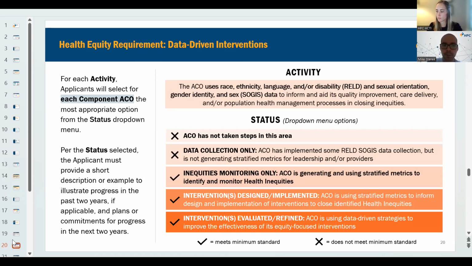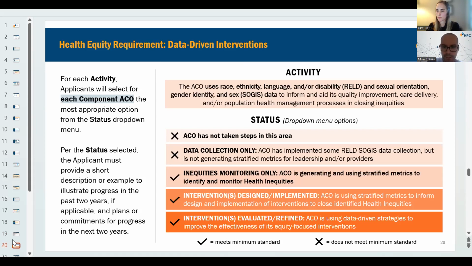Moving beyond that to inequities monitoring would entail meeting all of the data collection only milestones, while also beginning to stratify at least one metric at the ACO level using at least one RELD SOGIS variable, and then periodically reviewing that stratified metric with leadership and/or providers to identify health inequities. This inequities monitoring only status is where we've set the bar for our minimum standard this year. So we'd be looking to see that each component ACO is doing stratification of at least one metric by one variable. This is the only part of the health equity requirement where we've set a minimum expectation for this year.